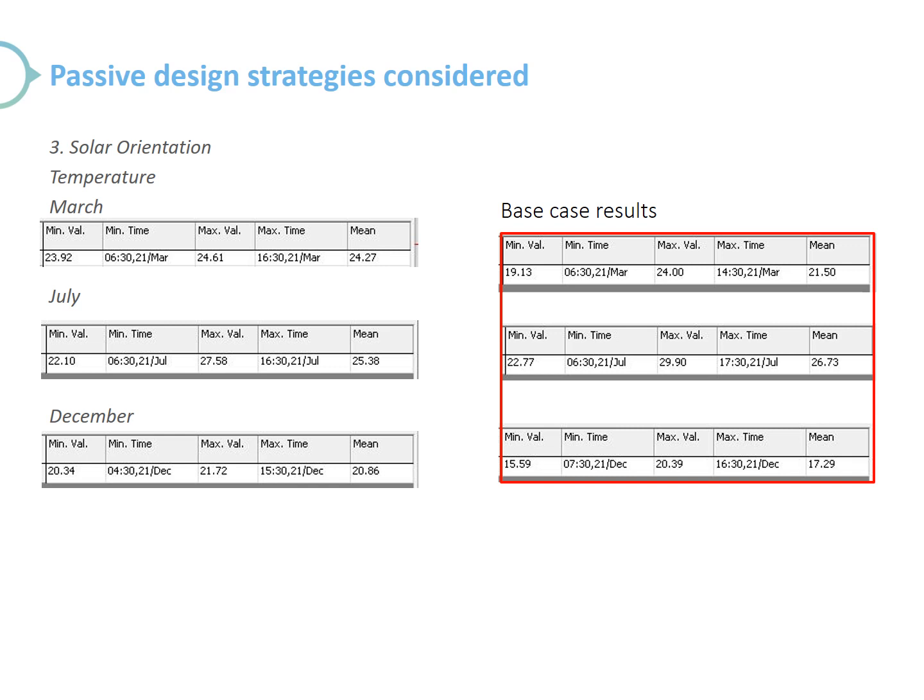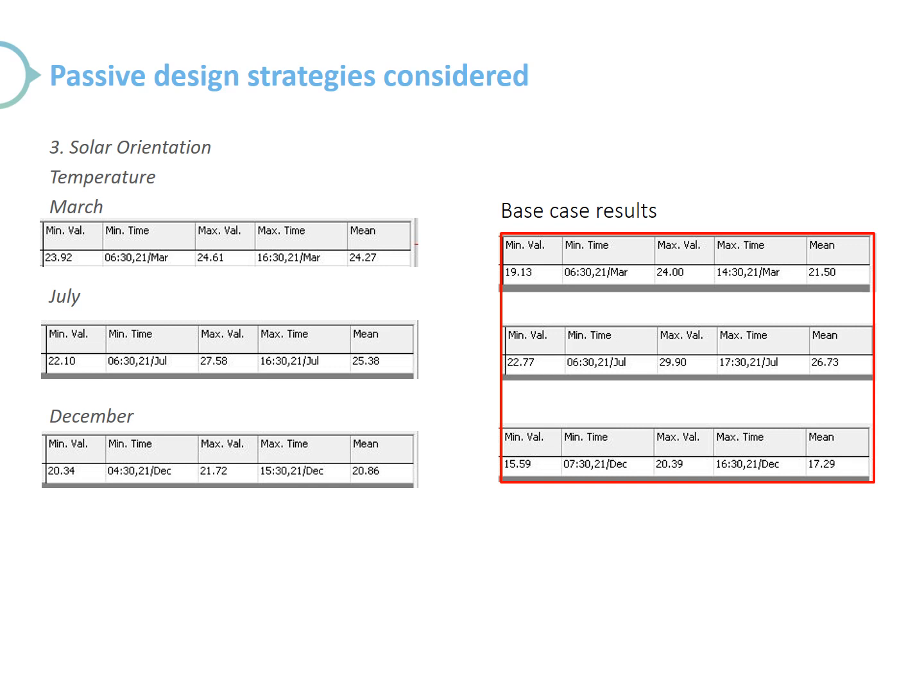So in March we can see that 23.92 is the minimum value and 24.61 is the maximum value. Compared to the base case, where it was 19.13 and 24, the range between the minimum and the maximum has reduced.